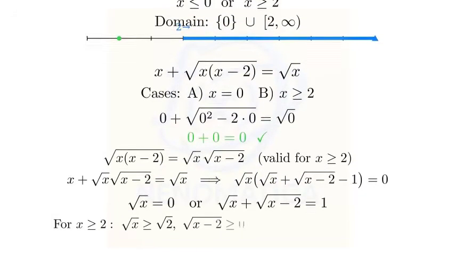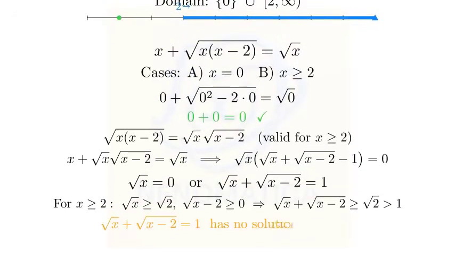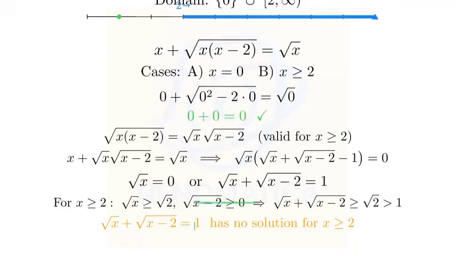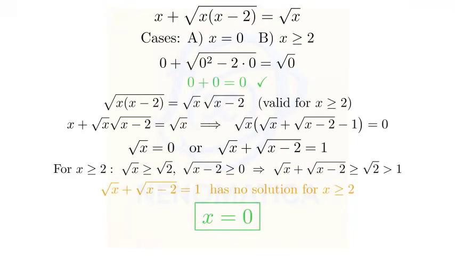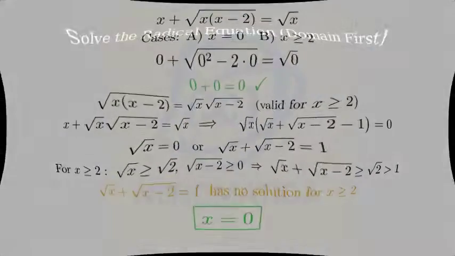But when x is at least 2, square root of x is at least square root of 2, and square root of x minus 2 is at least 0. Therefore, their sum is at least square root of 2, which is bigger than 1. So the second possibility is impossible. Therefore, the only solution in the domain is x equals 0.